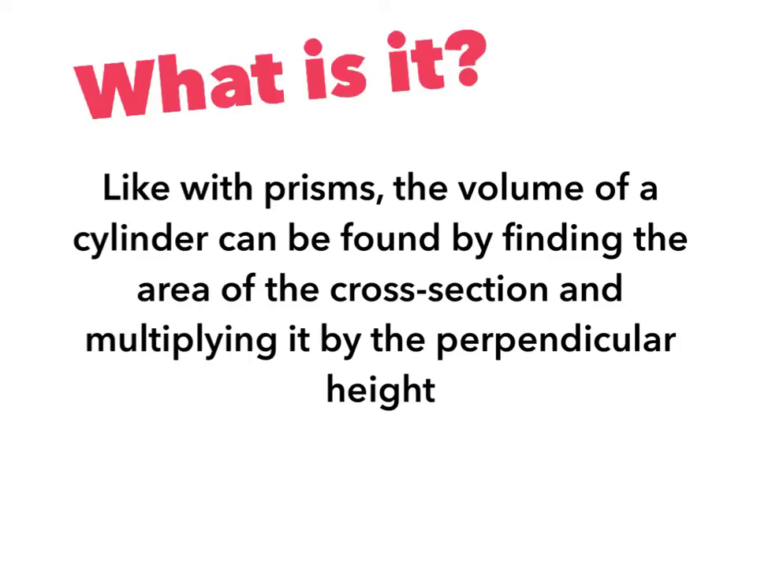Like with prisms in our previous topic, the volume of a cylinder can be found by finding the area of the cross-section, which will always be a circle, and multiplying it by the perpendicular height. So we're going to use the exact same formula we used in the last topic, but we're going to apply it with a circle. So let's have a look.